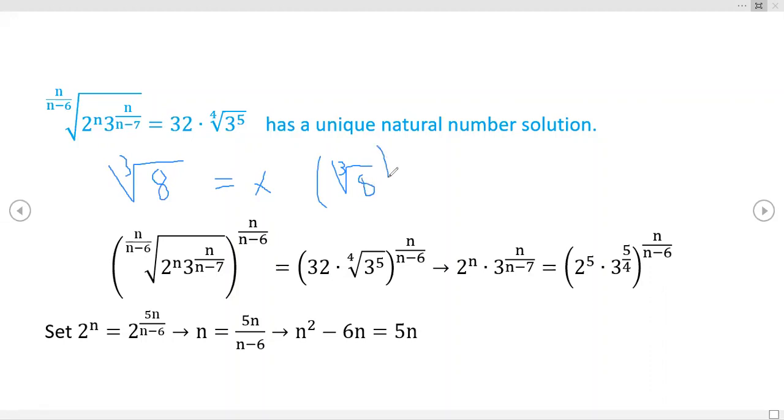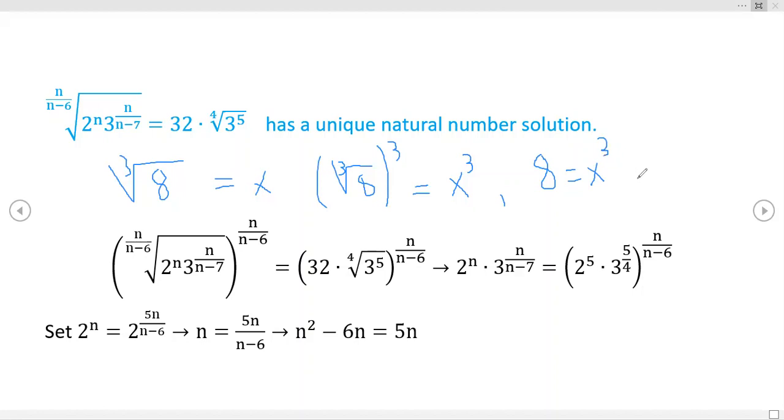Then you cube it to remove the radical. Cubing and cube rooting are inverse functions, but you also have to cube the right-hand side. And so you would get x cubed. This means that 8 is equal to x cubed, and of course, that has a solution x equals 2.